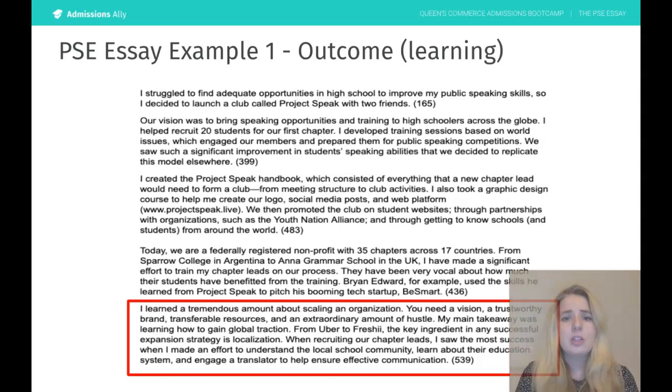They're even mentoring brands who have also expanded in this way. So they mentioned Uber and Freshie. And the key ingredient to any successful expansion strategy is localization. So they're understanding that local market and how it makes a difference. Things in Toronto operate very differently than they do in Argentina. So being able to have that understanding at an age of 17 is really significant.